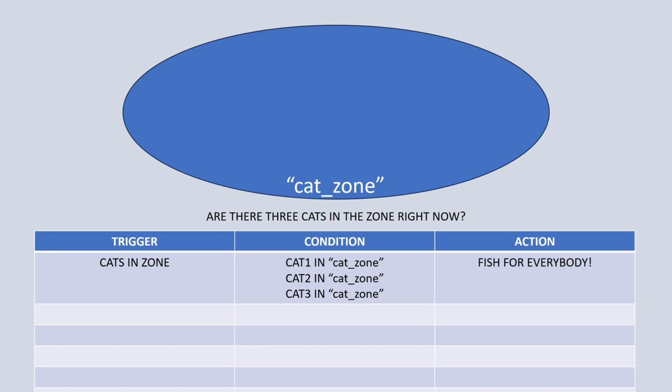Now it's time to put the action in. This is what happens when all the conditions are met. So in this example, when Cat 1, Cat 2, and Cat 3 are in the cat zone together, they will all get fish. That's the action, so let's do it.